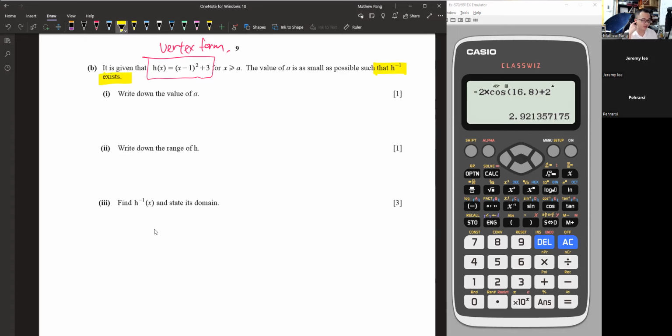Write the value of a, write down the range of h, and then find h inverse and state its domain. Function. Come. 3 minutes like that. Try this one out. Not too hard.